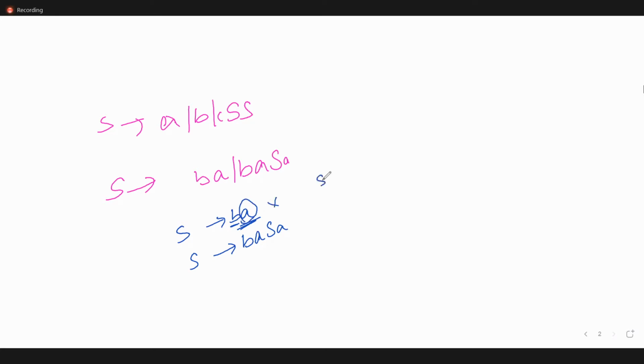First, we will place this in GNF format. S tends to bA, with capital A I have taken. A tends to a. Is it in GNF, the first one? S to bA, and A to a. Yes. The next thing is S to up to B is okay. The next one is having a terminal. The terminal I can replace with the variable capital A. So B A S A. After B, we are having all variables. Is it in GNF? Yes. This is nothing but the GNF concept.